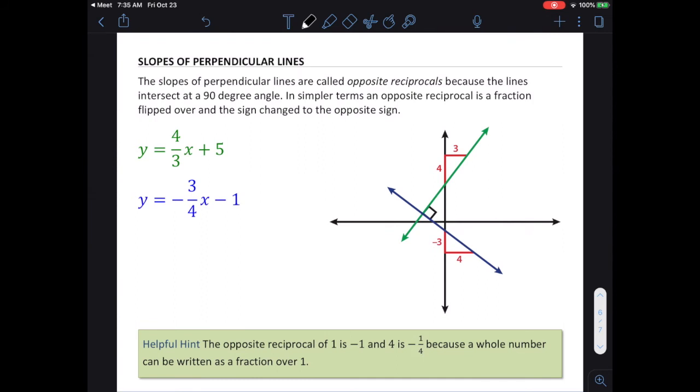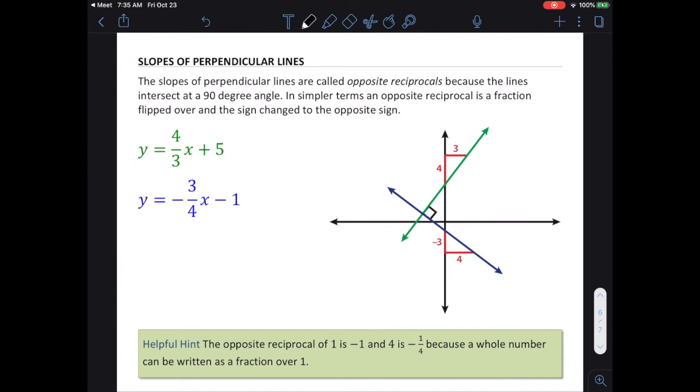And if you look at this graph here, you can see the green line has a positive slope. The blue line has a negative slope, so that's where the opposite part of reciprocals comes from. And then the fact that they intersect at a 90-degree angle means that their slopes are going to be reciprocals. So whatever the change in y is going to become the change in x, and whatever the change in x is going to become the change in y.